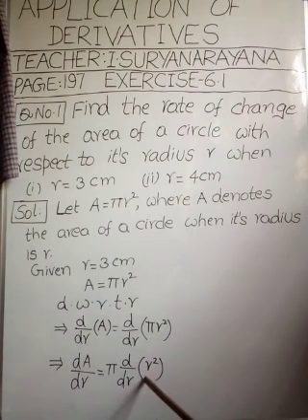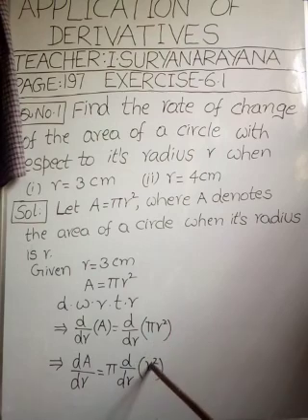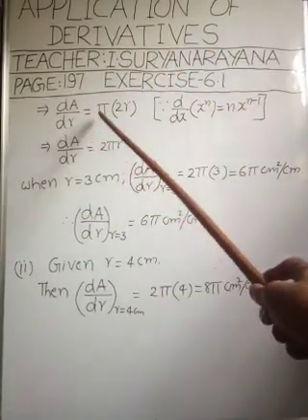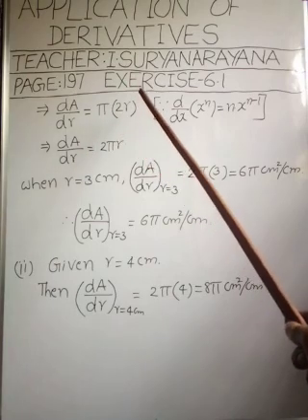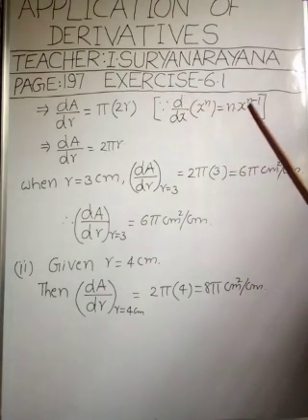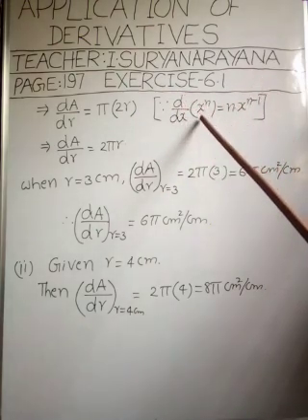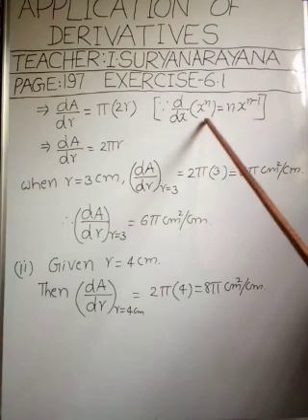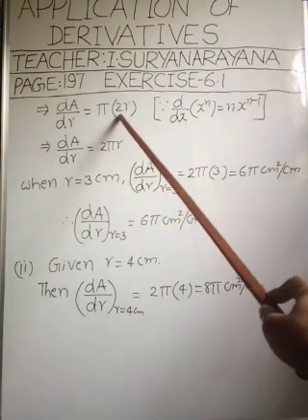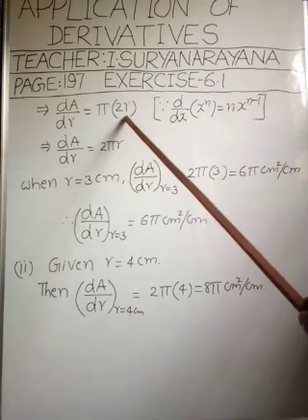Of d by dr of, what is left here? r square. We wrote r square. Understood this step? This implies in LHS we write dA by dr is equal to pi into d by dr of r square. It is in the form of d by dx of x power n. What is the formula? d by dx of x power n is equal to n into x power n minus 1. By using this formula, we get 2r. Understood this RHS part?